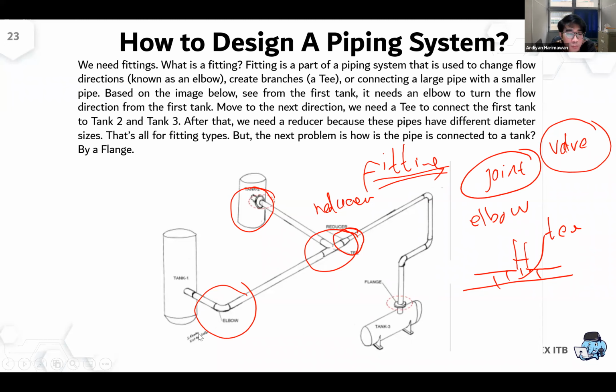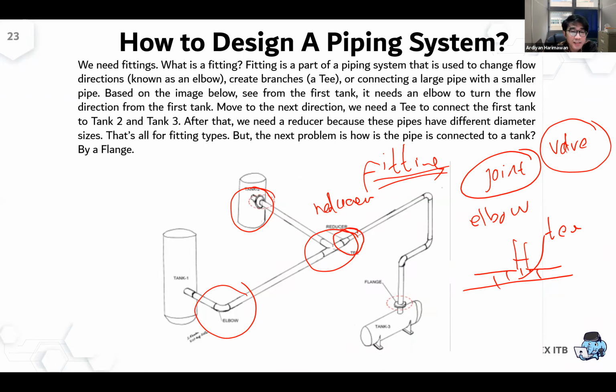Maybe we just want to flow the fluid from tank 1 to tank 3, and then we do not want anything comes from tank 2. Then we install valve. Beside that, valve is also used to adjust the flow rate. Some valve is only meant to open and close. Some valves can be used to adjust the flow rate.